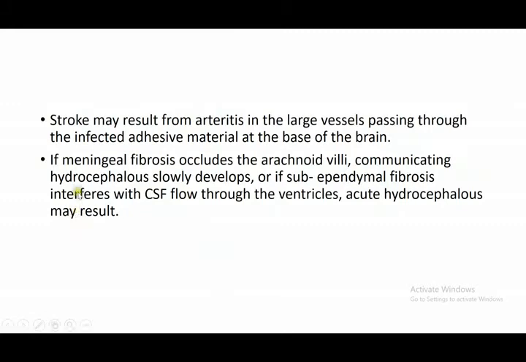Strokes may result from vasculitis associated with the exudative inflammation in the subarachnoid space. If meningeal fibrosis occludes the arachnoid villi, communicating hydrocephalus slowly develops, or if subependymal fibrosis interferes with CSF flow through the ventricles, acute hydrocephalus may also result. So commonly there is communicating hydrocephalus because of the meningeal fibrosis, exudative material accumulation and inflammation in the subarachnoid space.